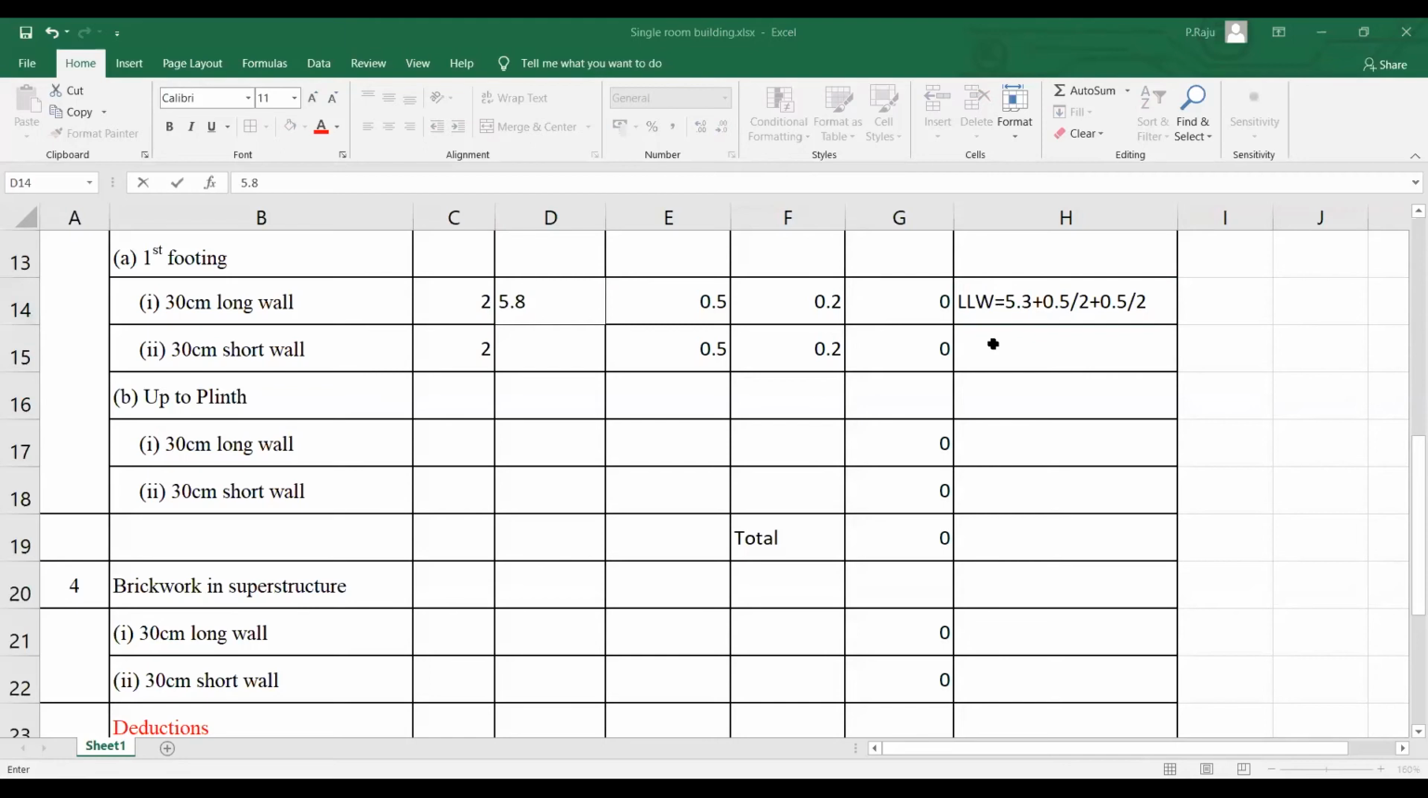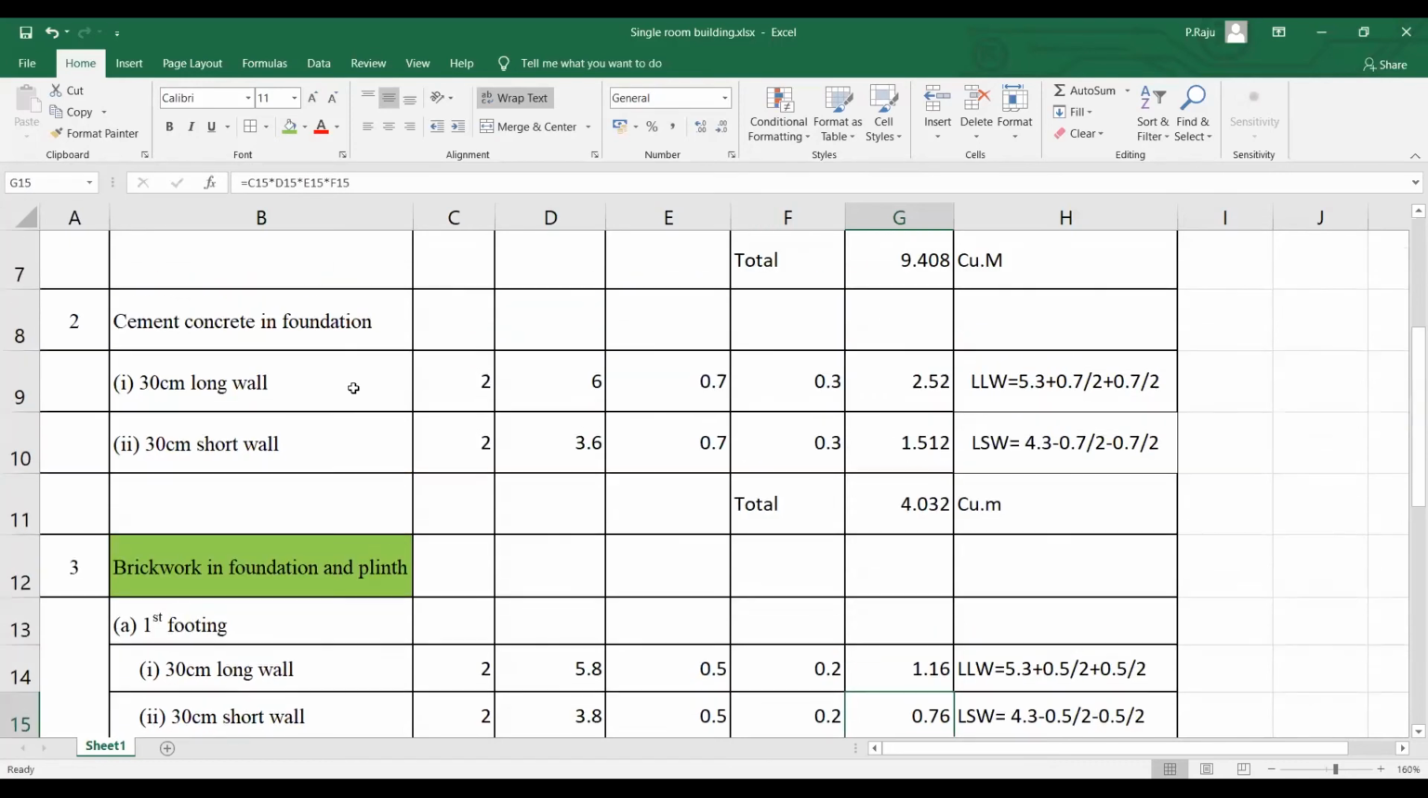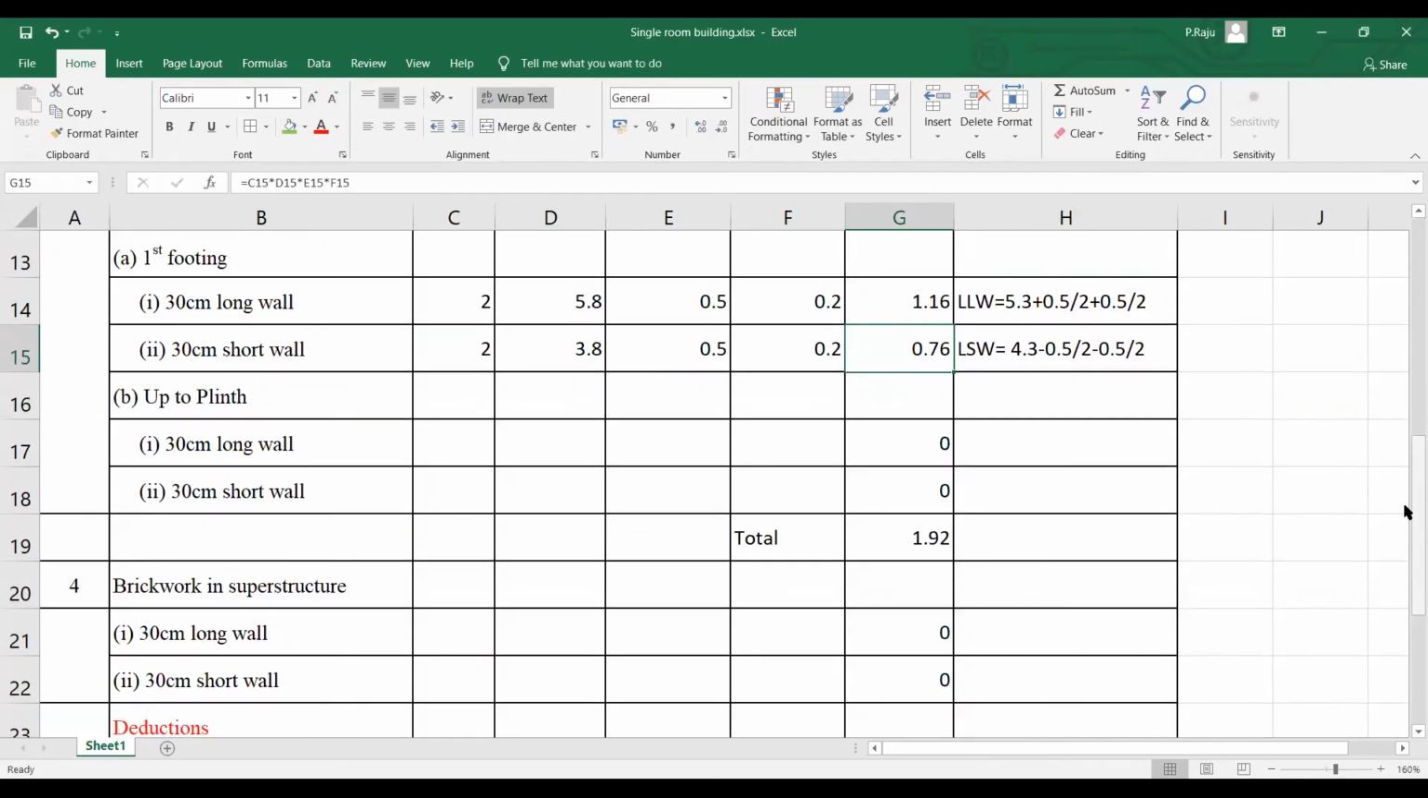Fine. Next. Length of short wall is equal to, the quantity will be coming here. Okay. Don't worry. Length of short wall is equal to 4.3 minus half width on one side, it is 0.5 by 2, minus half width on other side, which is 0.5 by 2. Okay. So what is the width here? 0.5, which is 3.8. Okay. So the total quantity is 0.76. So this is for first footing.